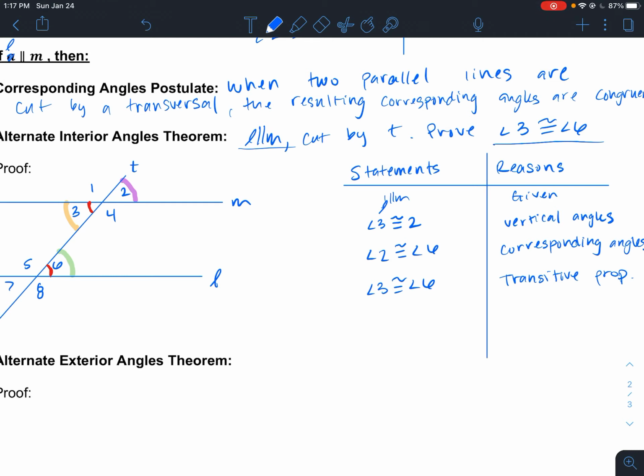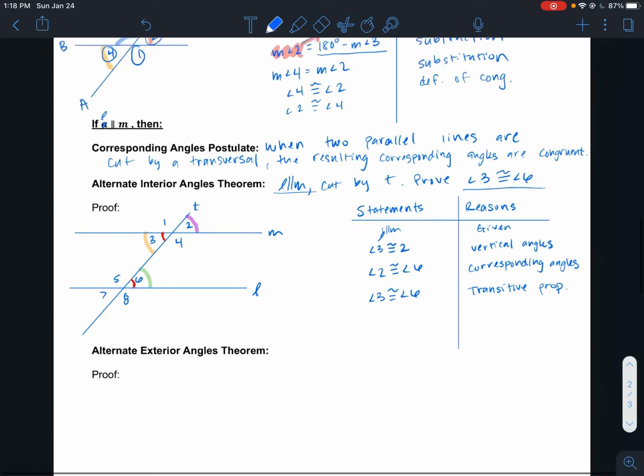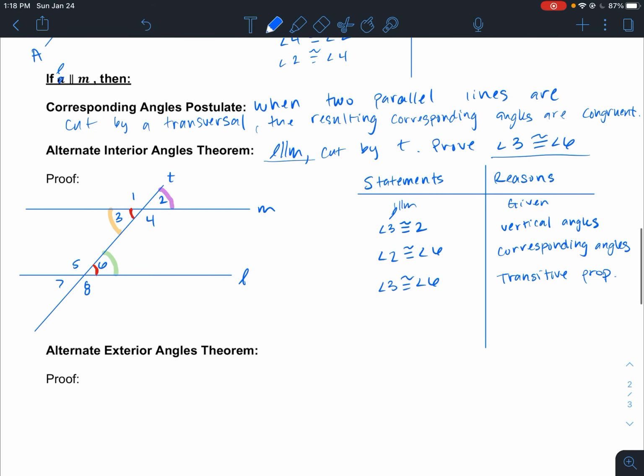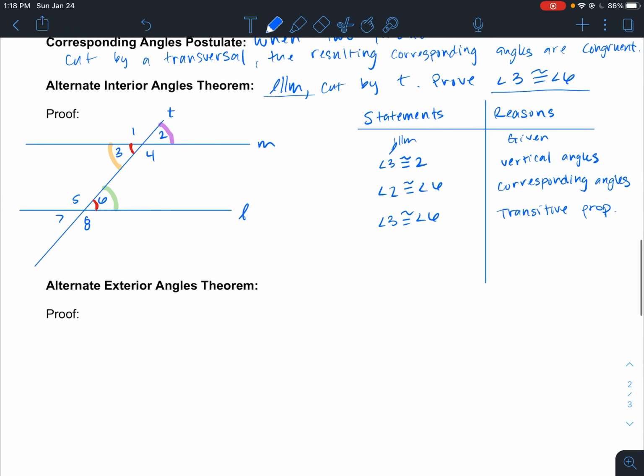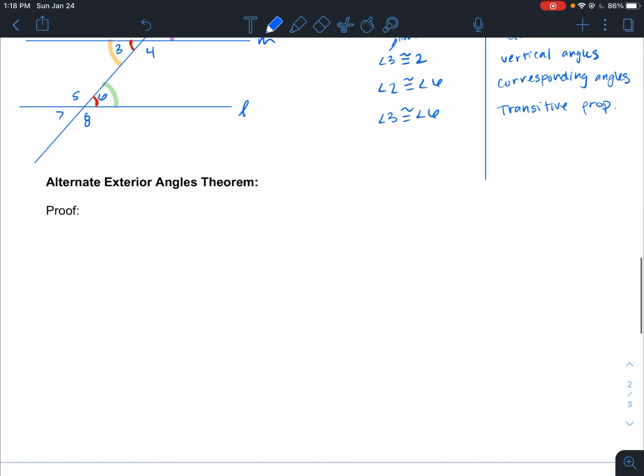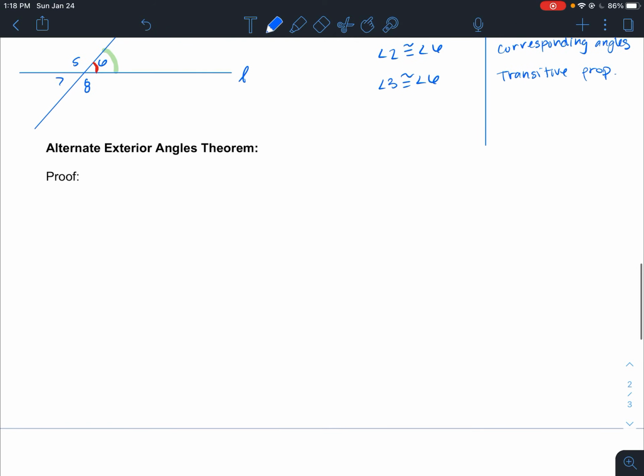Now, through a similar argument, we could also say that angles 4 and 5 are congruent. But we already proved this theorem so that we could apply it generally to any alternate interior angles. Okay. Alright, that does it for this one, and in the next one we'll cover alternate exterior angles.